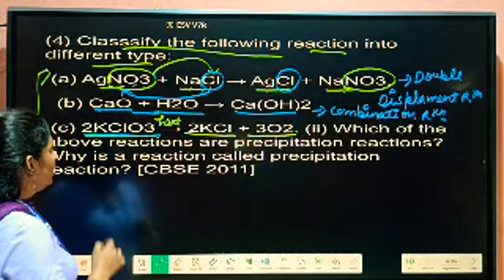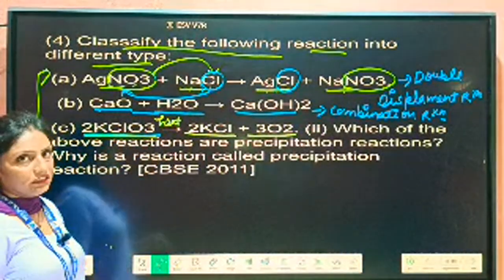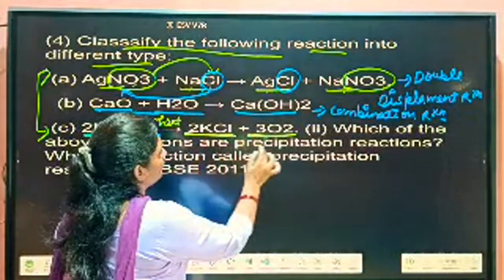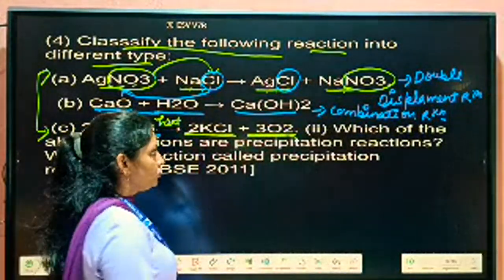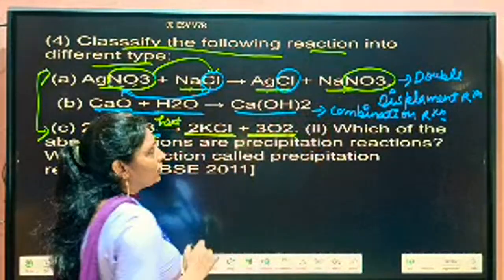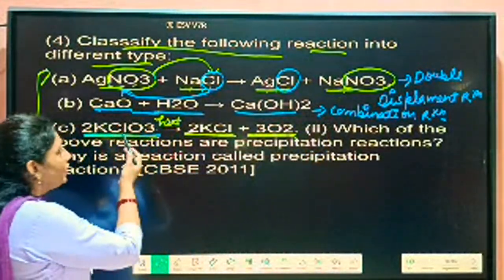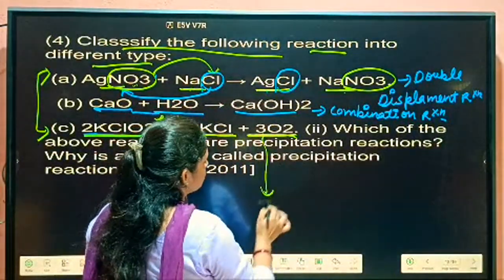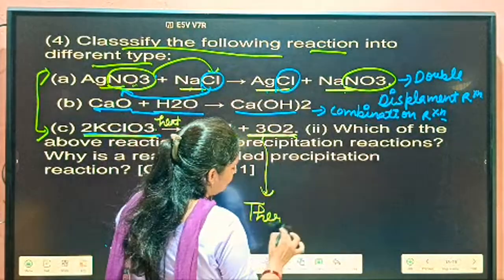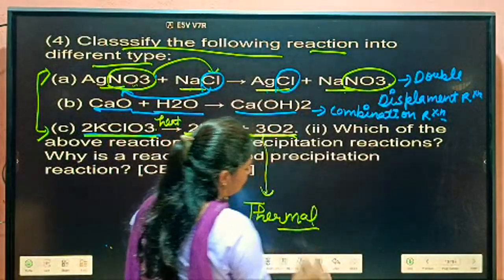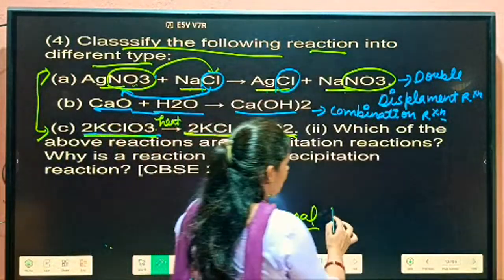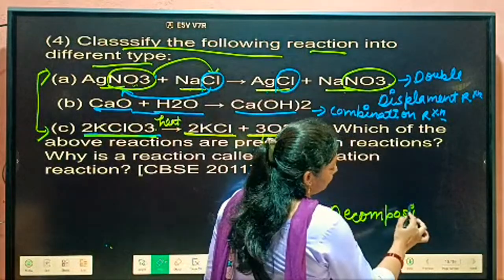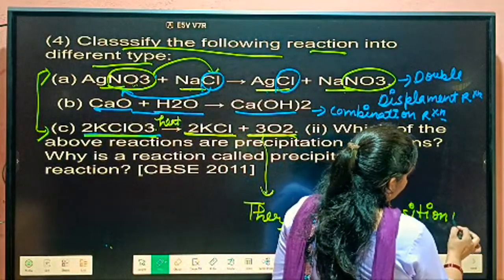Here you can see we are having a single reactant, but after absorbing some amount of heat, it is decomposing into two. So it is just opposite to the combination, because here one is decomposed into two. So this one is a decomposition reaction, and the decomposition is taking place in presence of heat. So it is known as thermal decomposition reaction.